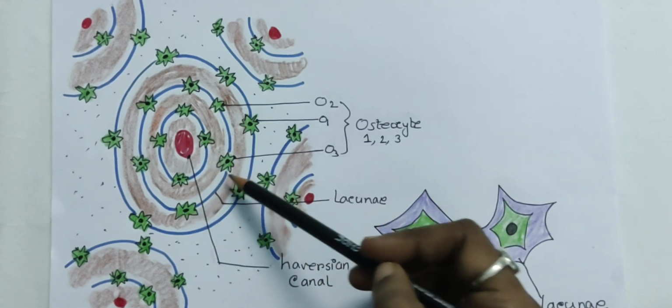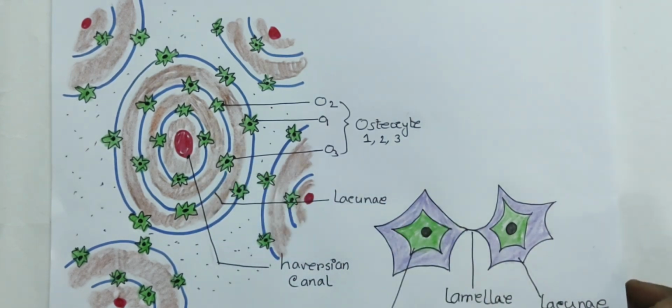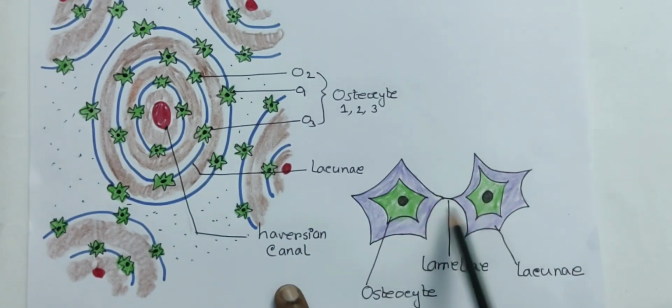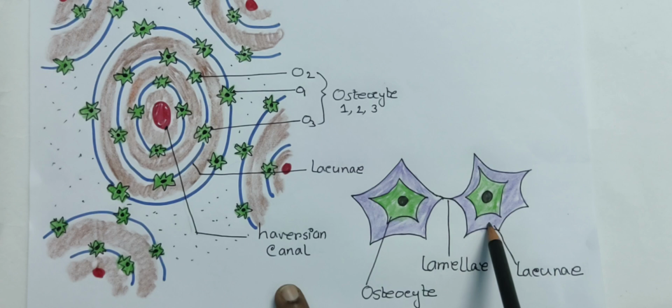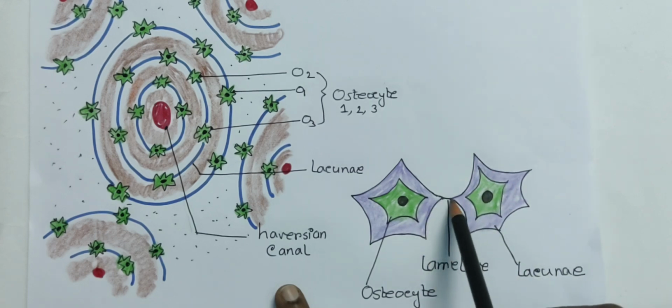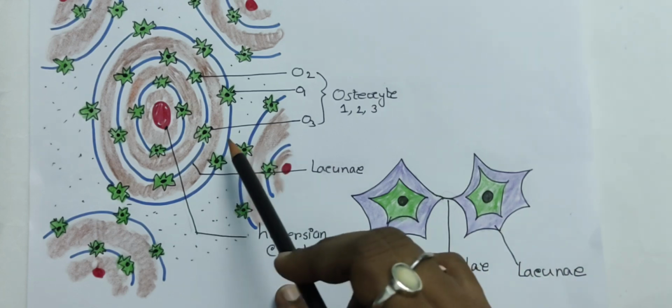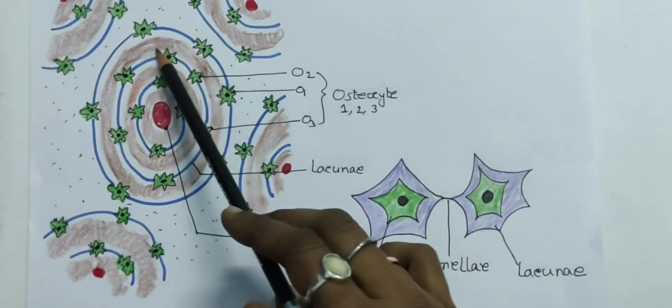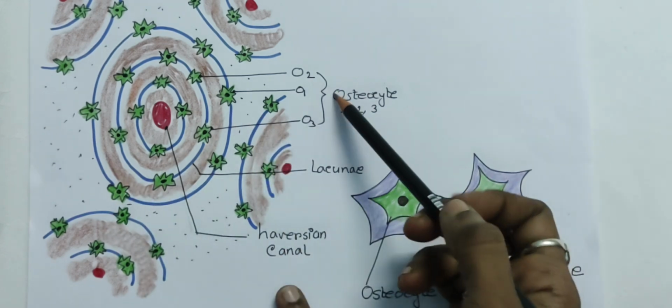I magnify that part here. Look at this diagram. Here, these are the two osteocyte cells. These are the lacunae, the fluid filled space, and the arms of the lacunae are called the lamellae. These are called the lamellae. Okay, look. So these are the lamellae, and this is the matrix. The brown part is the matrix.